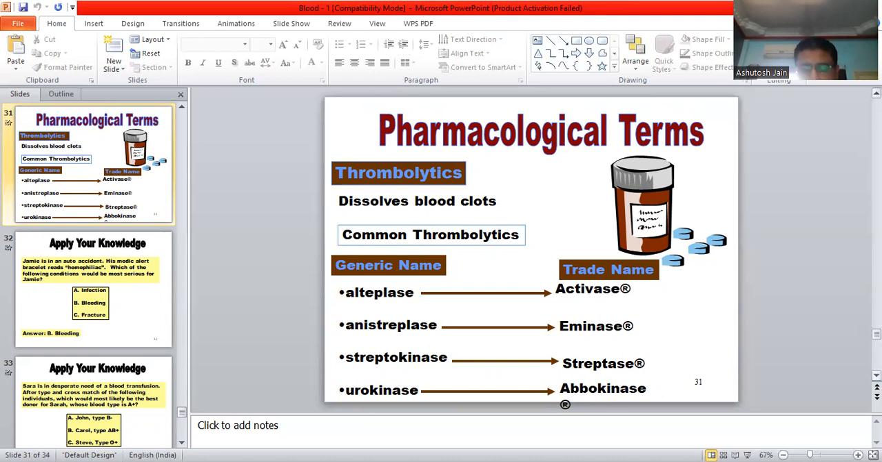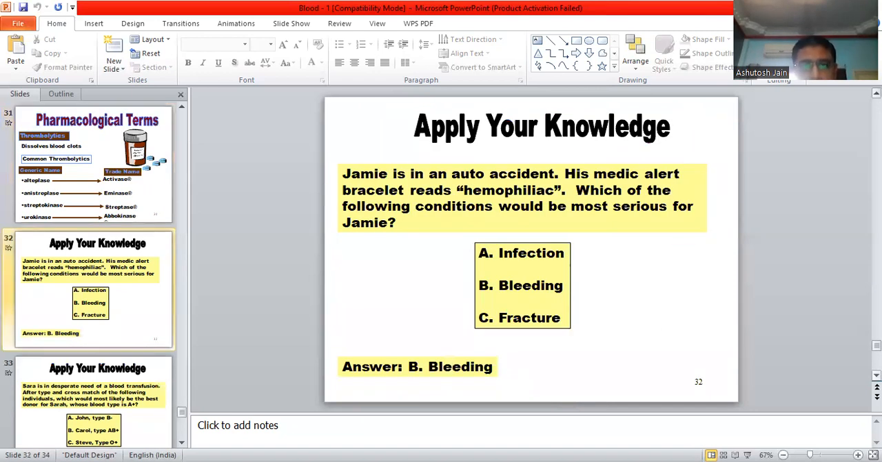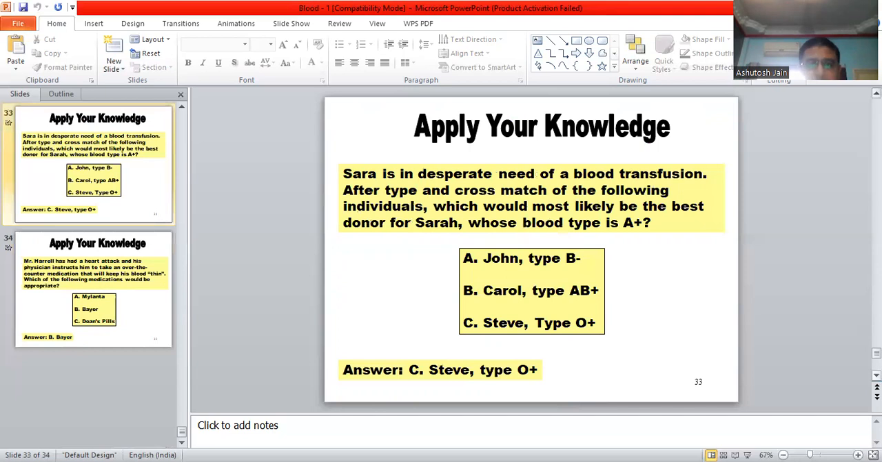Okay, so these are some of the general knowledge questions. Jimmy is in an auto accident. His medical alert bracelet reads hemophilic. Which of the following conditions would be most serious for Jimmy? Infection, bleeding, fracture. Answer is bleeding.